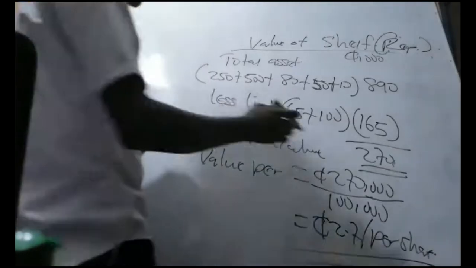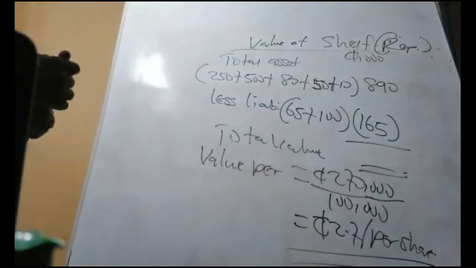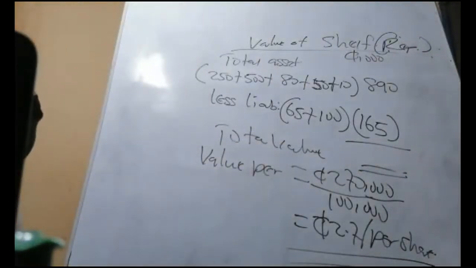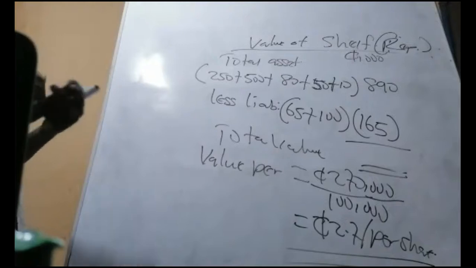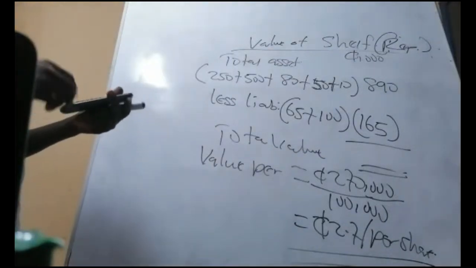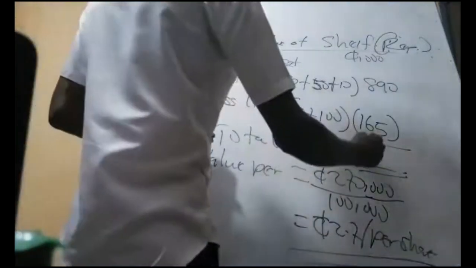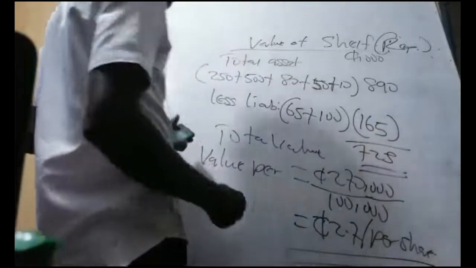Change this answer to something else. Why is this answer too big like that? It's too big. Go. Let's add 165. What do you get? 725. Good. So that's the value.